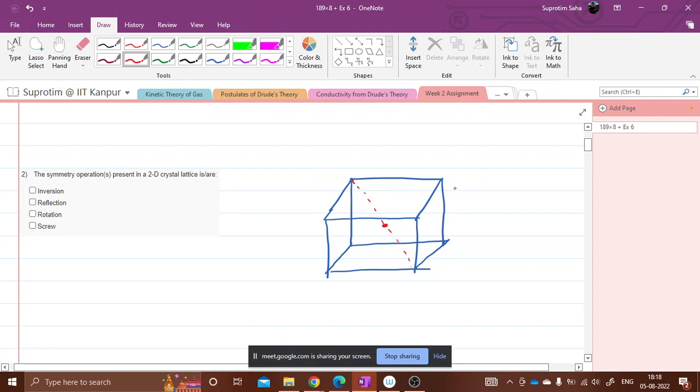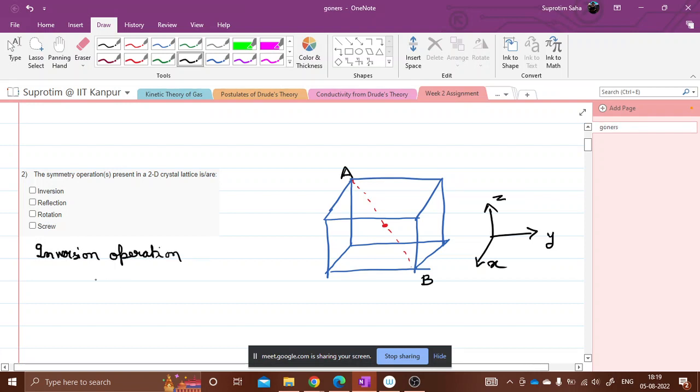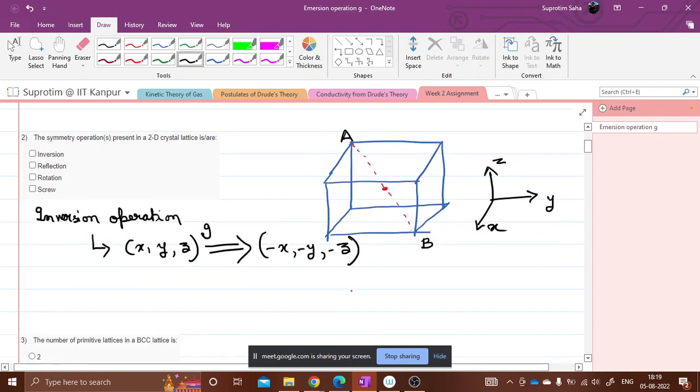Inversion basically means, if this point is marked by A and this is marked by B, and this is your coordinate axis, this is your Z, this is your Y, and this is your X, then the inversion operation means that X, Y, and Z transform into minus X, minus Y, and minus Z. So if this is your inversion center, under this transformation A goes to B and B goes to A.